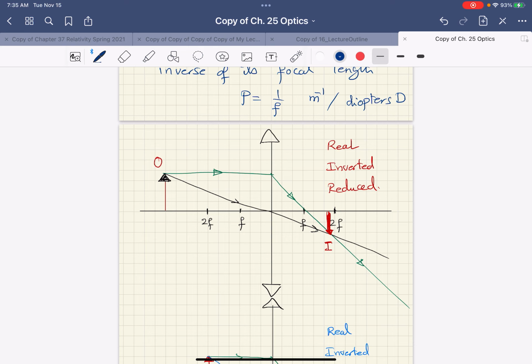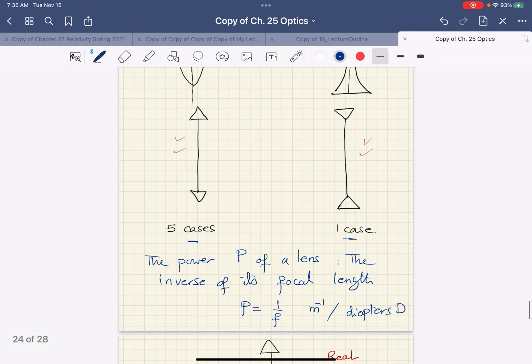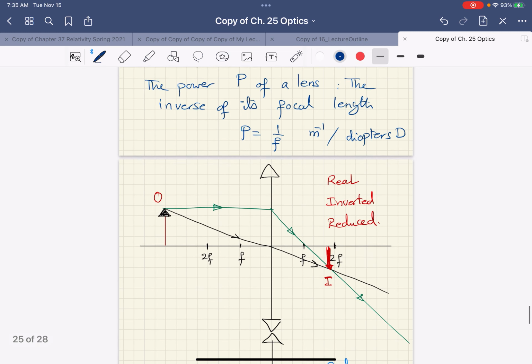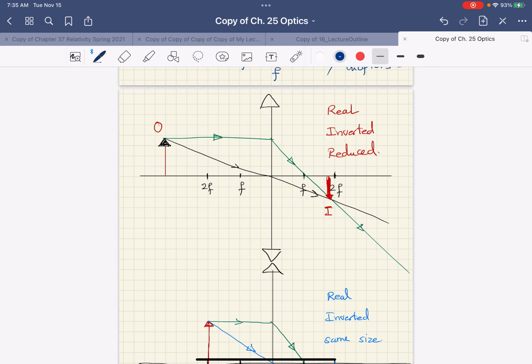Again, we are going to use the same notation. This one has the focal length positive. This one has the focal length negative. Anytime that the image is going to form on the same side as the refracted light, it is going to be a real one. Otherwise it is going to be virtual.